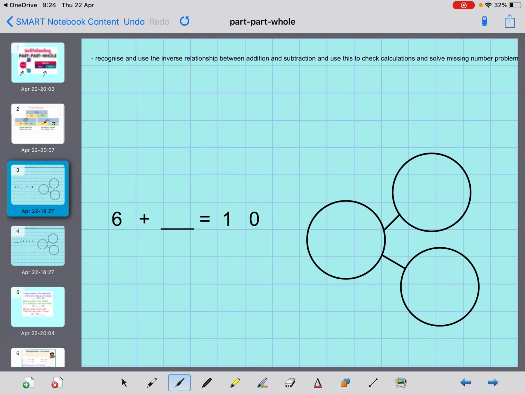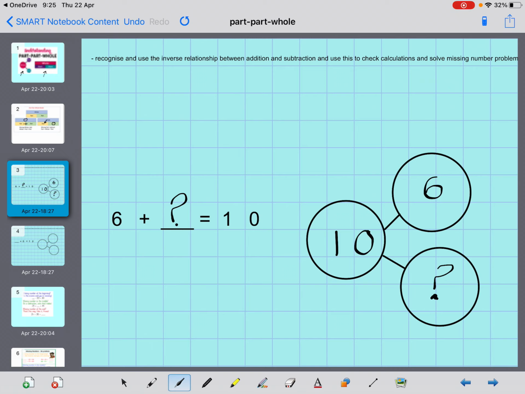Here you can see the number sentence says 6 add something equals 10. So we don't know what this one is yet. So we're going to work it out. So our whole number, our answer in this number sentence, our greatest number, our whole, is 10. And we know that one of the parts that we add together to make 10 is 6. So what this is saying is it's showing the same thing. It's a really visual method to show us that 6 add something makes 10.